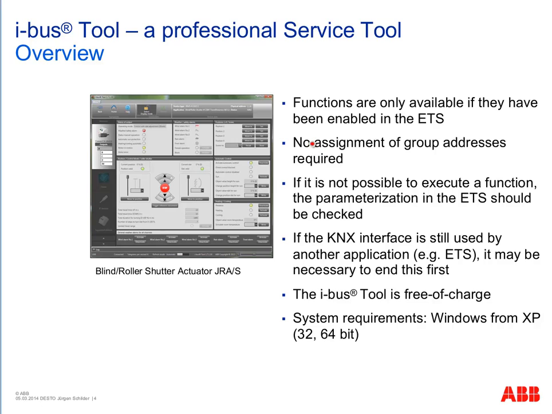So with this IBUS tool you can test only the functions you have enabled inside the ETS. Now when you disable some function, like here for example in a shutter actuator, you disable the automatic control, then here the field automatic control is grayed out. So you can test only all your settings and all your parameters you have enabled inside the ETS.